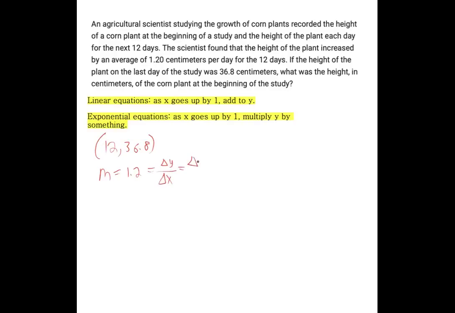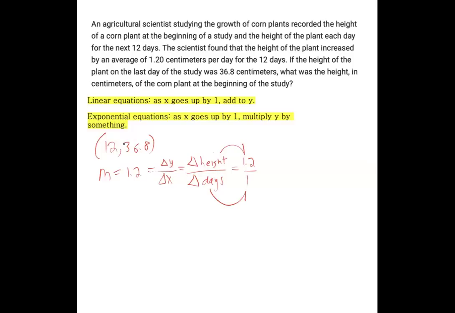And the y in this situation is the height, because we're measuring the height. And the x is the number of days, because the height is going up with respect to the number of days. And that's 1.2, which is really 1.2 over 1. Any number is itself over 1. And so what we're saying is that the height is changing by 1.2 every 1 day, which makes sense because that's what the question said.